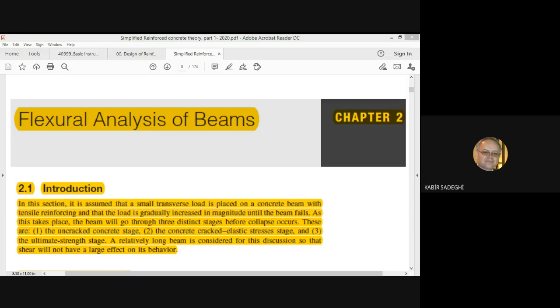I will summarize here the methods that we use for analysis of beams. We analyze the beams under the bending moment, and we call that flexural analysis. Later you see that we design the beams under shear. Fortunately, their duties are different. For beams under shear, we need stirrups. For beams under bending, we need the longitudinal bars. We can separate them.